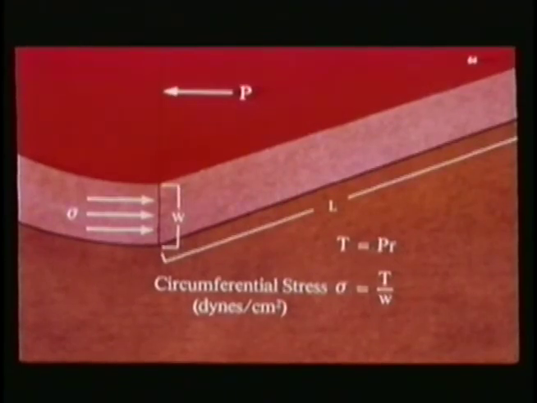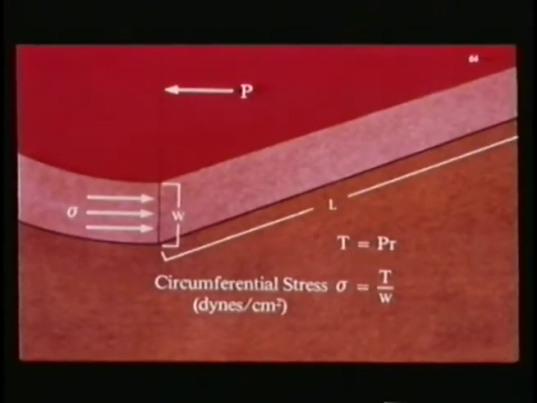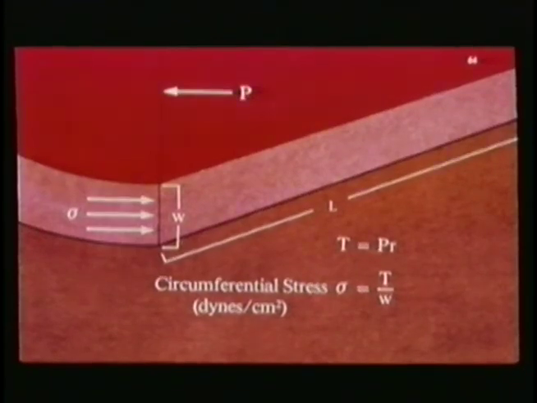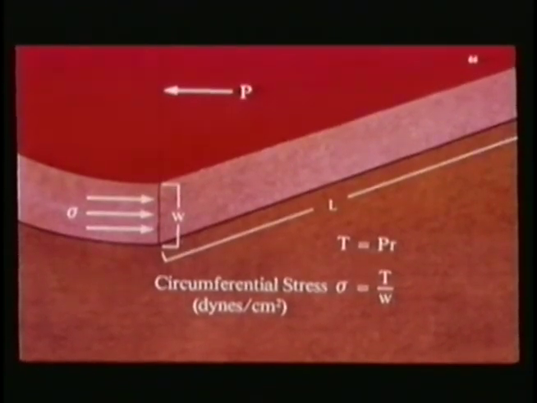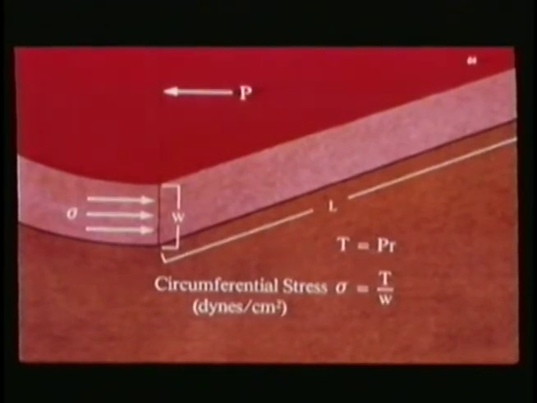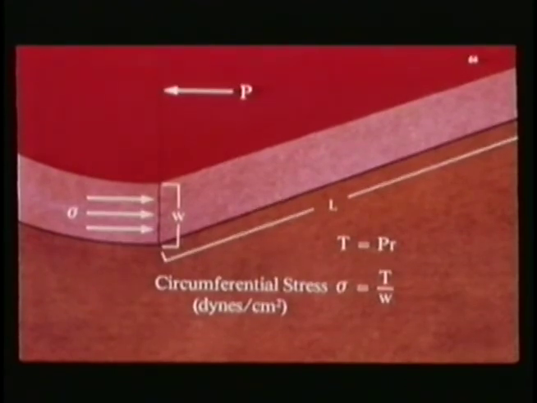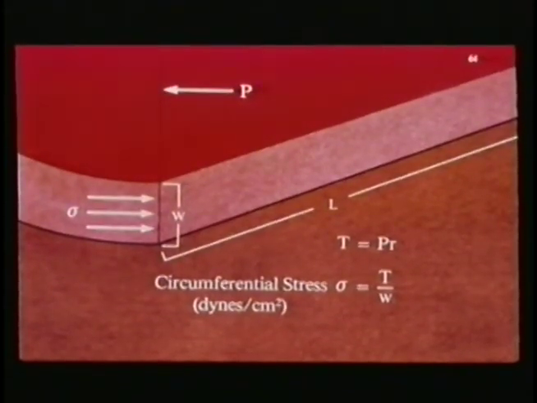64. The Laplace law, as just stated, does not consider the role of wall thickness in generating tension. The wall tension actually is distributed over many layers, each of which contributes a fraction of the tension needed to offset the distending pressure. A further development of the Laplace relationship expresses circumferential stress, sigma, which has the unit of force per area, as the tension, T, per unit wall thickness, W.